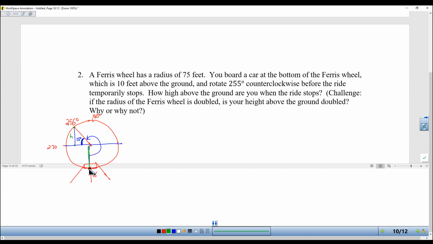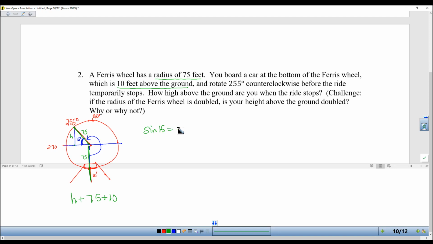You're also this high off the ground, which is 75, because it has a radius of 75 feet. And you're 10 extra feet above the ground when you got on. So once we find h, we are going to add 75 and add 10. And how do we find h? Well, we need a known side and an angle. So this radius is 75. And now I can use sine.